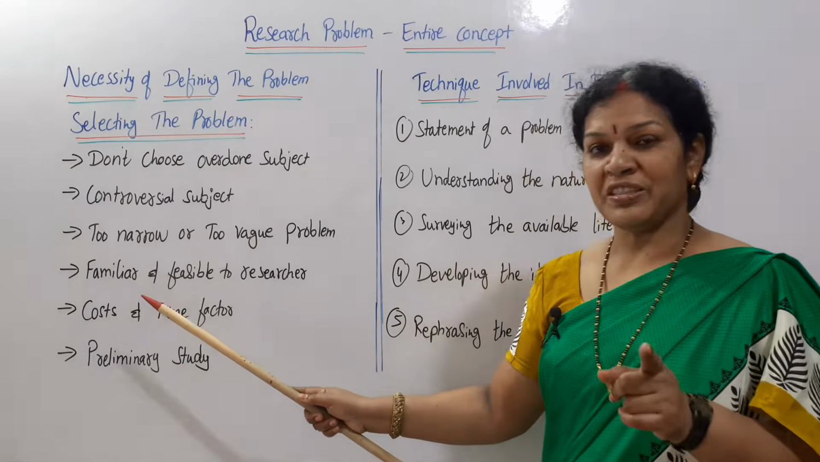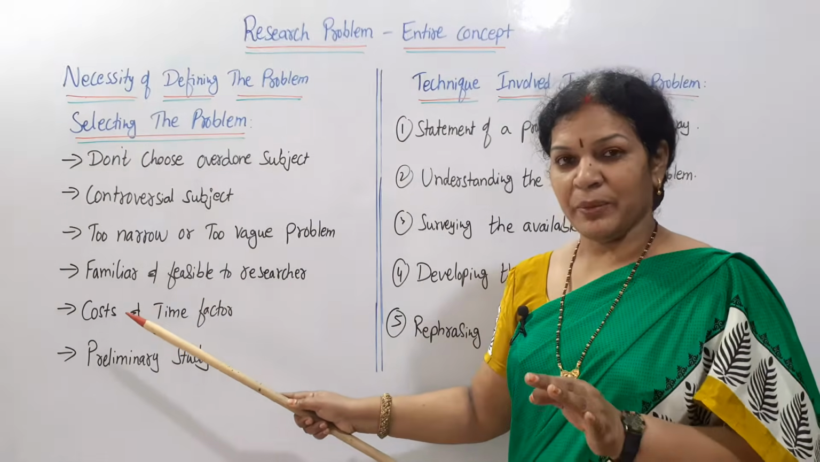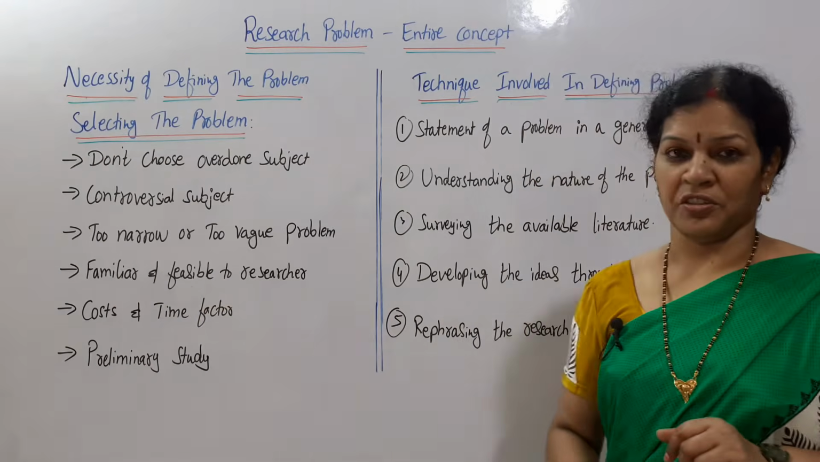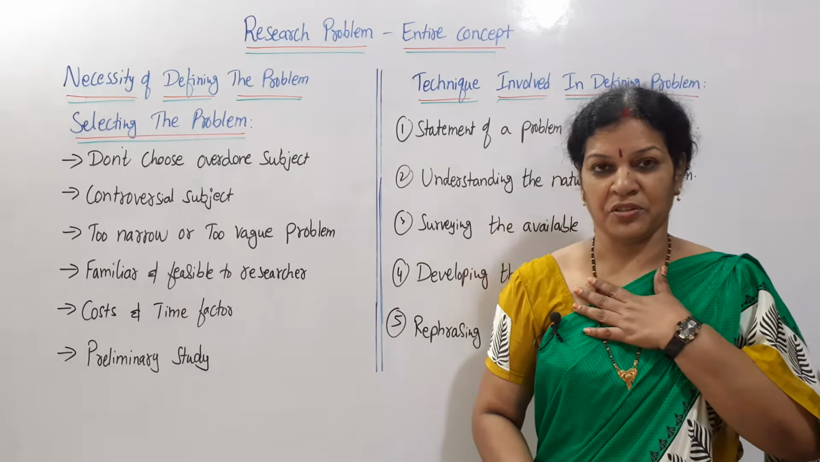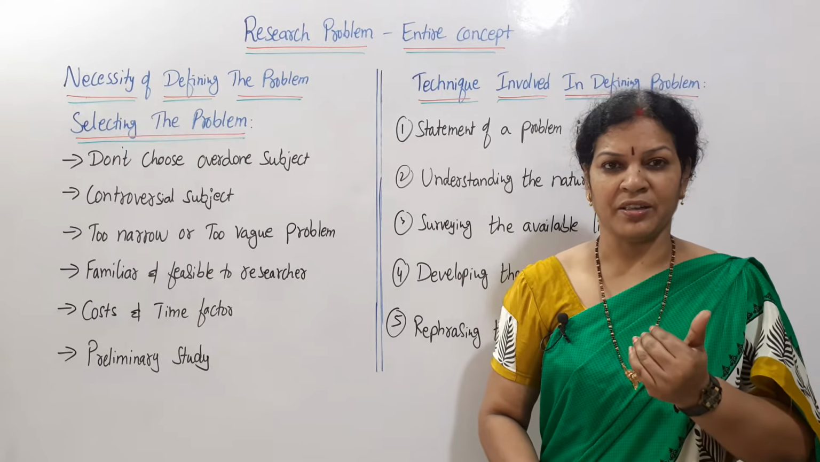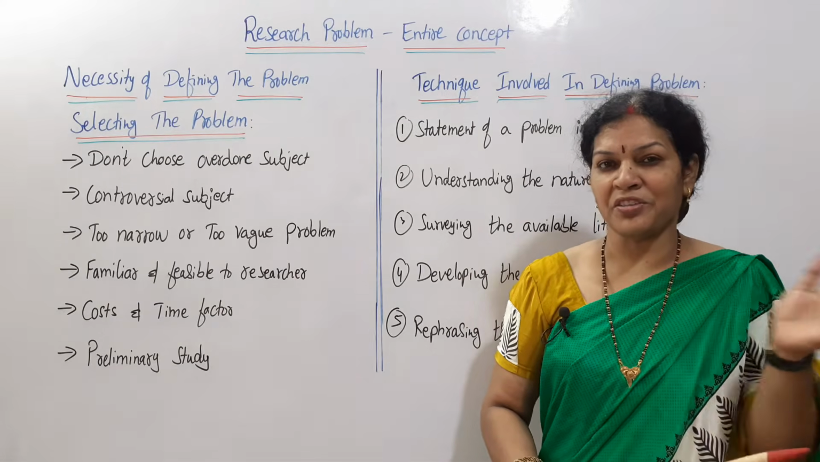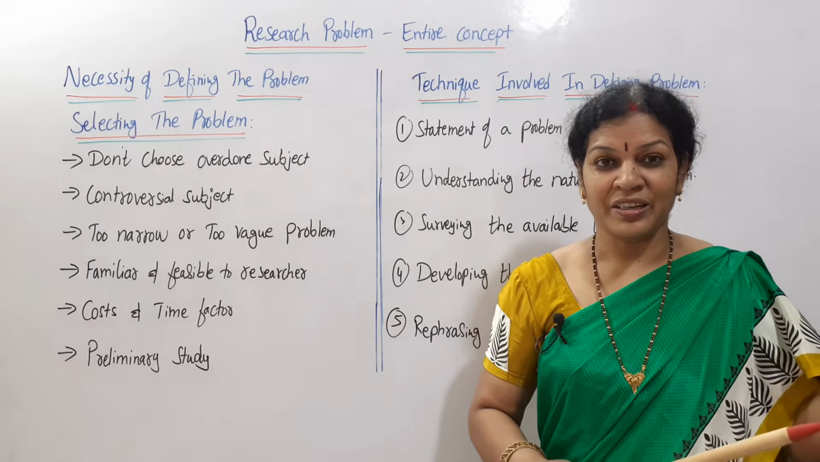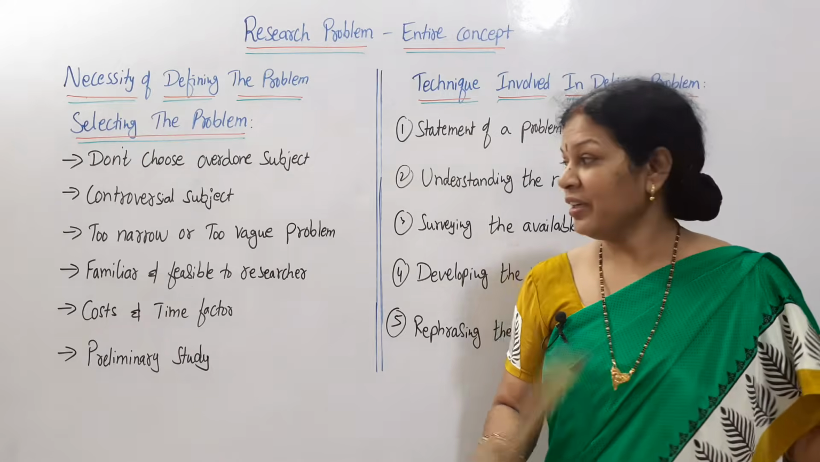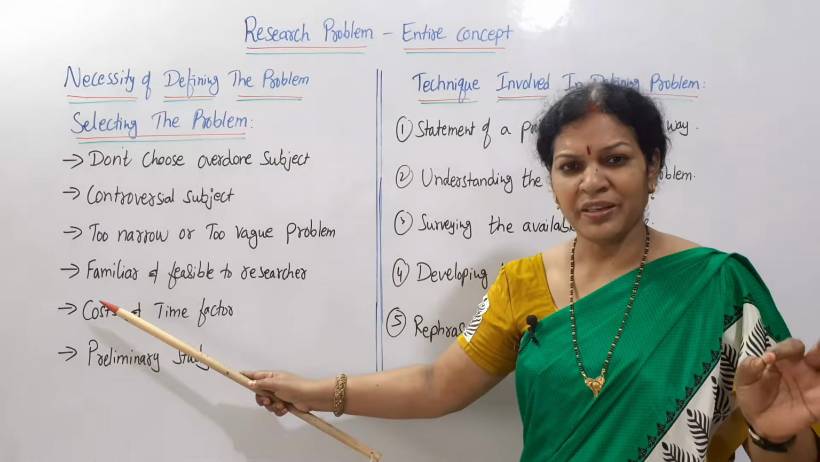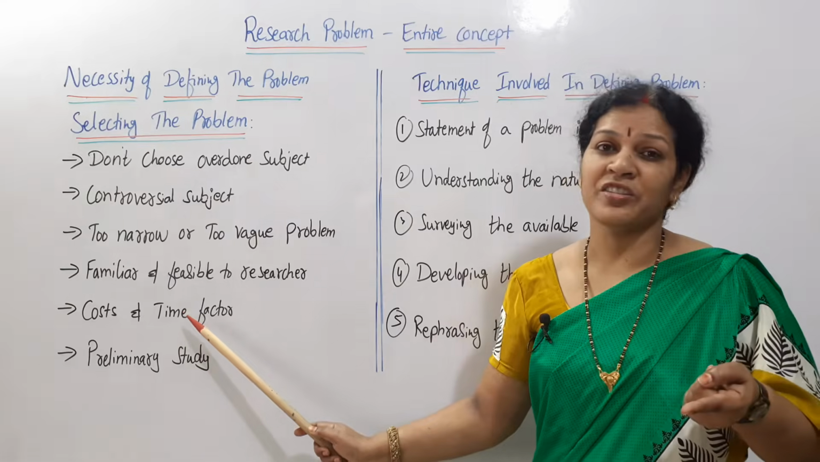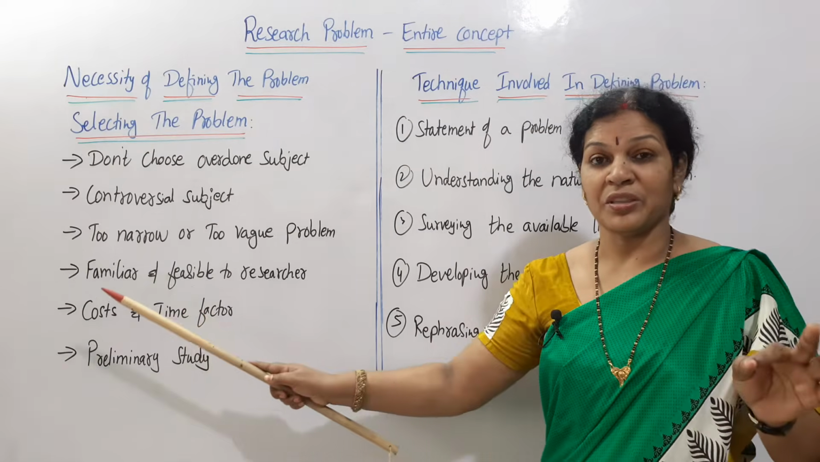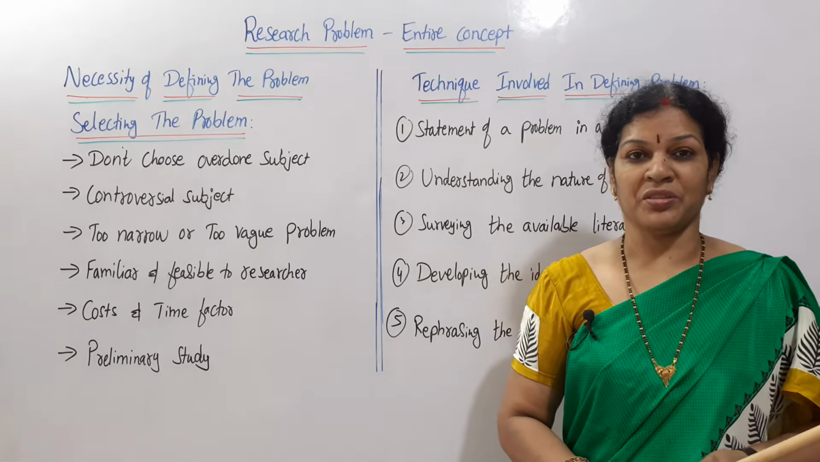And also please remember that whenever you are defining a problem, it must be familiar and feasible to the researcher. Suppose I am a researcher, whenever I am defining data, I should have some knowledge about that, or interest. I am fond of collecting such kind of data. It must be familiar, means I have some knowledge, and also feasible, easily I will be able to do that research work. So that kind of problem you have to choose.